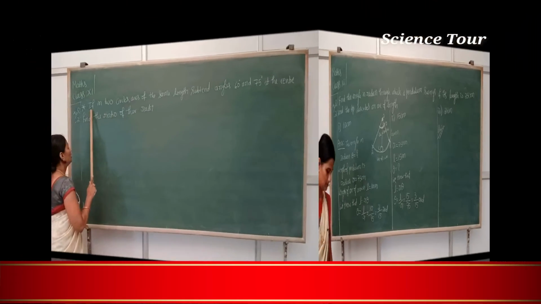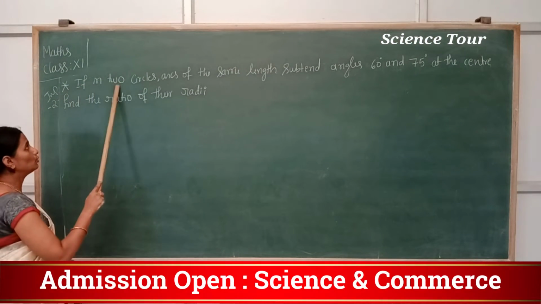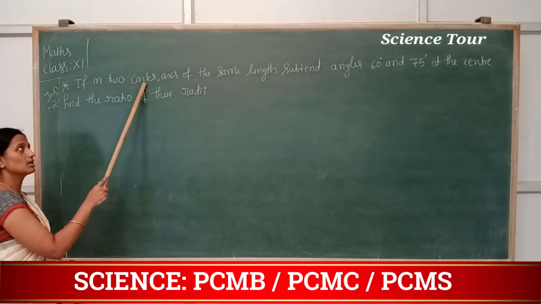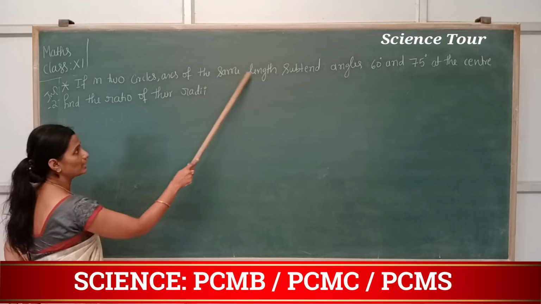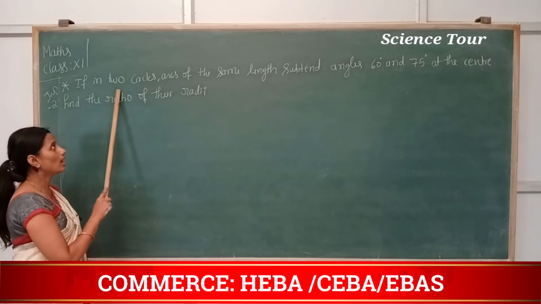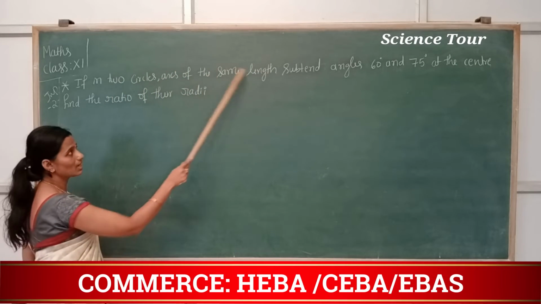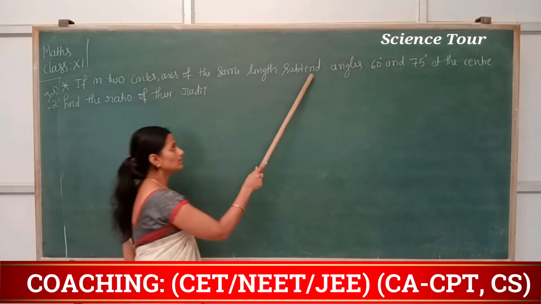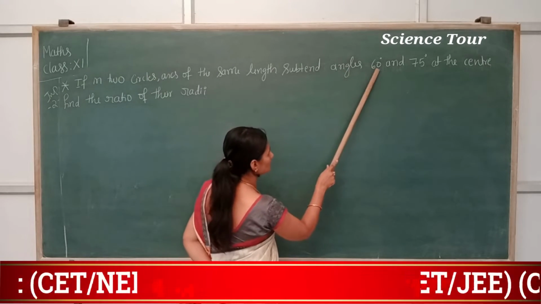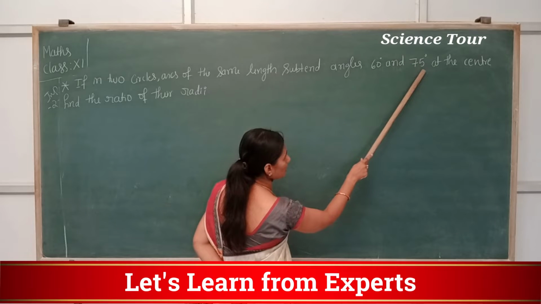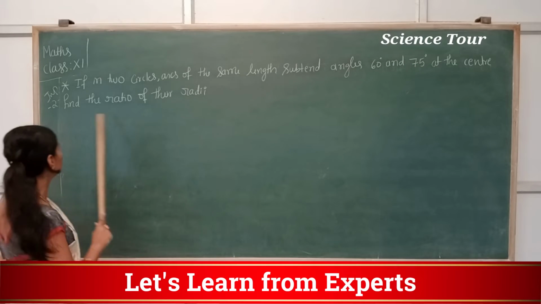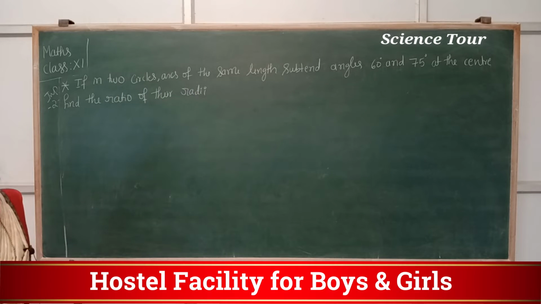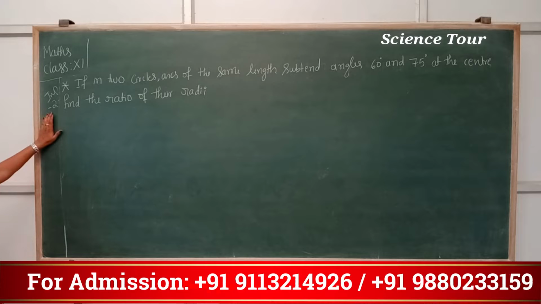Clear? Yes. In 2 circles, how many circles here? 2 circles. Arcs of the same length, so the length of arc of those 2 circles are equal. They subtend angles 60 degree and 75 degree at the center. Find the ratio of their radii. Important for 2 marks.